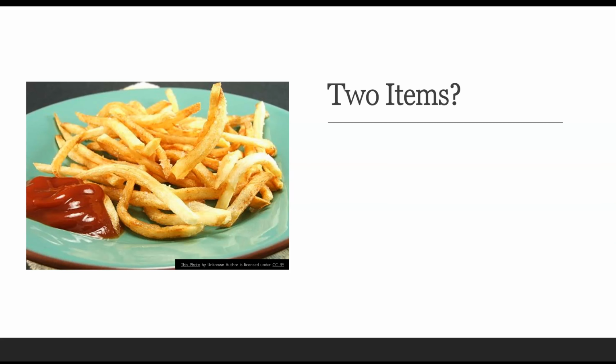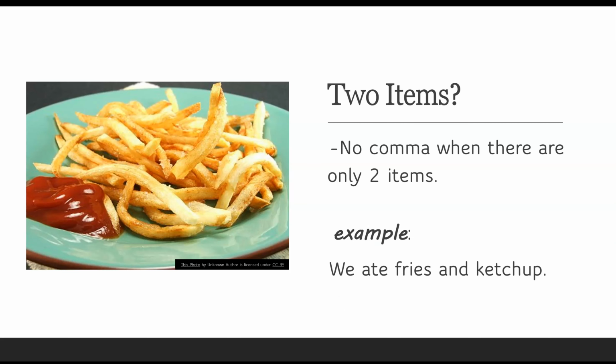So if you have 2 items, 2 foods or 2 cars, 2 things, anything, do you need a comma? So no, there's no comma necessary when you're talking about 2 items. So in this picture, the example, we ate fries and ketchup. There's only 2 different foods here, so we can just say fries and ketchup, no commas, because it's not really a list with commas.